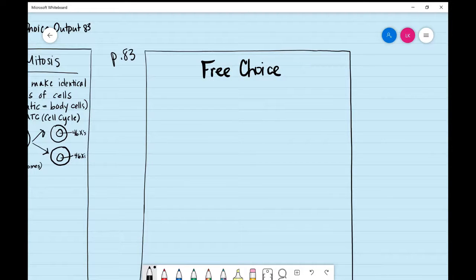If you do not have your notebook because you were not there the last week of school when we handed them out, I will be posting the menu of options onto the Teams page. It'll be in the files. So you can go to my science class, files, and then you can click Meiosis, and you'll see the free choice menu examples in there. Thanks.